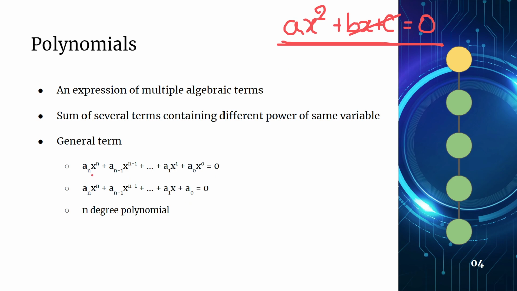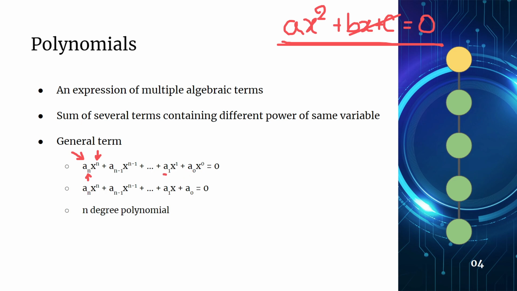Over here we are giving a more general form, with the power n and the subscript of a. Each a is a coefficient, and different coefficients go with different powers of x. The highest power of the equation is the degree of the polynomial. Here the highest power is n, then n minus 1, and so on until x to the power 0.